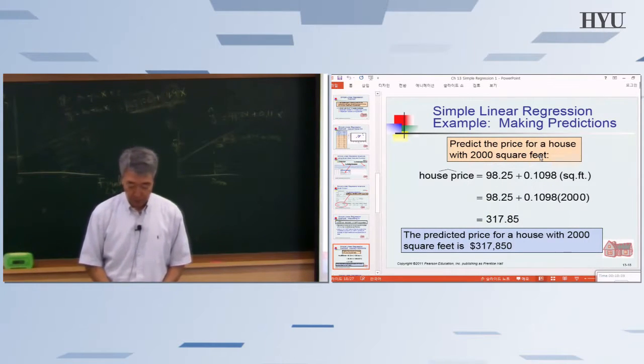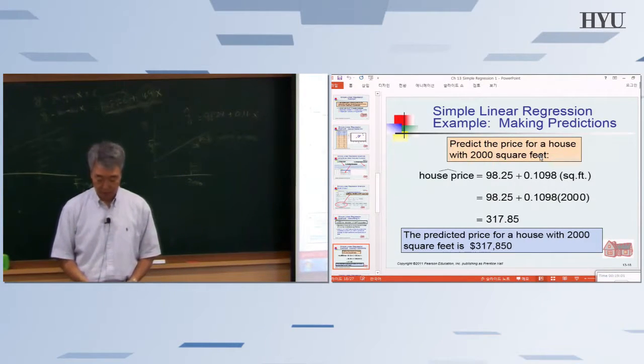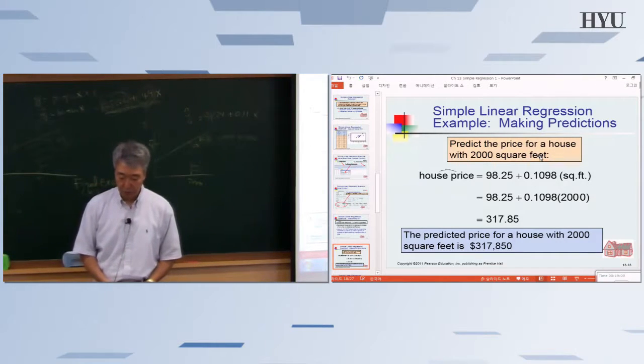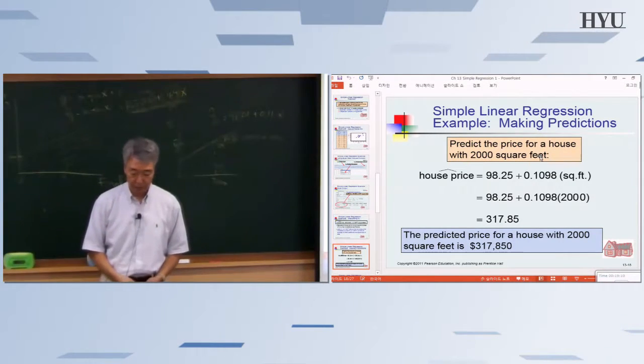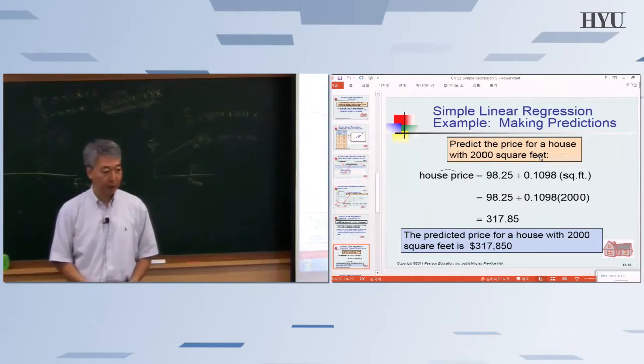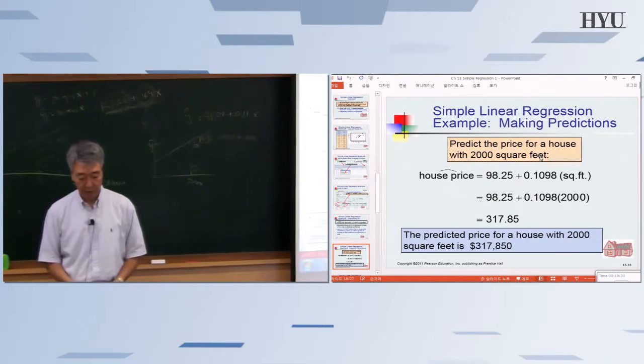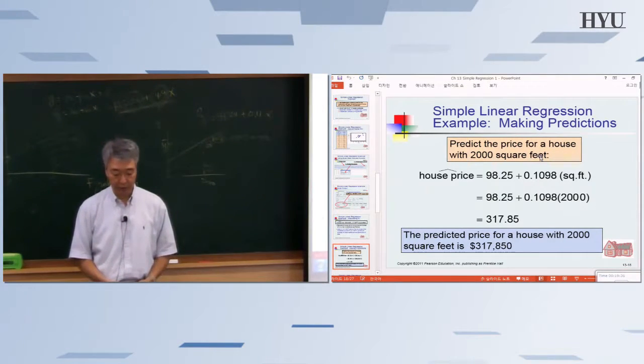All right, so back to this house price example. We have interpreted the meaning of the slope, and then we can use the equation to come up with the predicted value. So if you're looking for a house with 2,000 square feet in size, then the expected or predicted price in the market is about $317,850. Sorry, $850. Does it make sense?